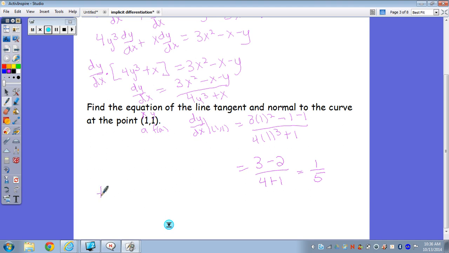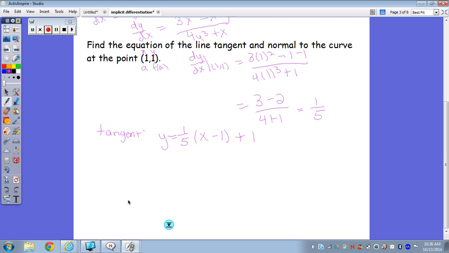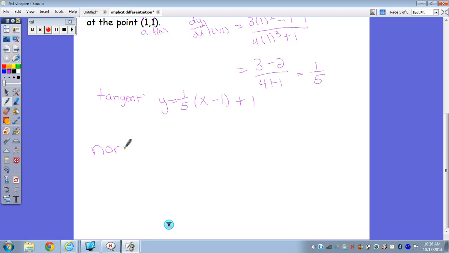So then my tangent line, if I do it just like before, nothing else has changed at this point, it's y equals my slope times x minus my x-coordinate, which is 1, plus my y-coordinate, which is 1. And then for normal, once we have that, normal is really easy. My normal line is y equals, we do the opposite reciprocal of the slope, so that's negative 5, and then everything else stays the same as long as I leave it in point slope form.